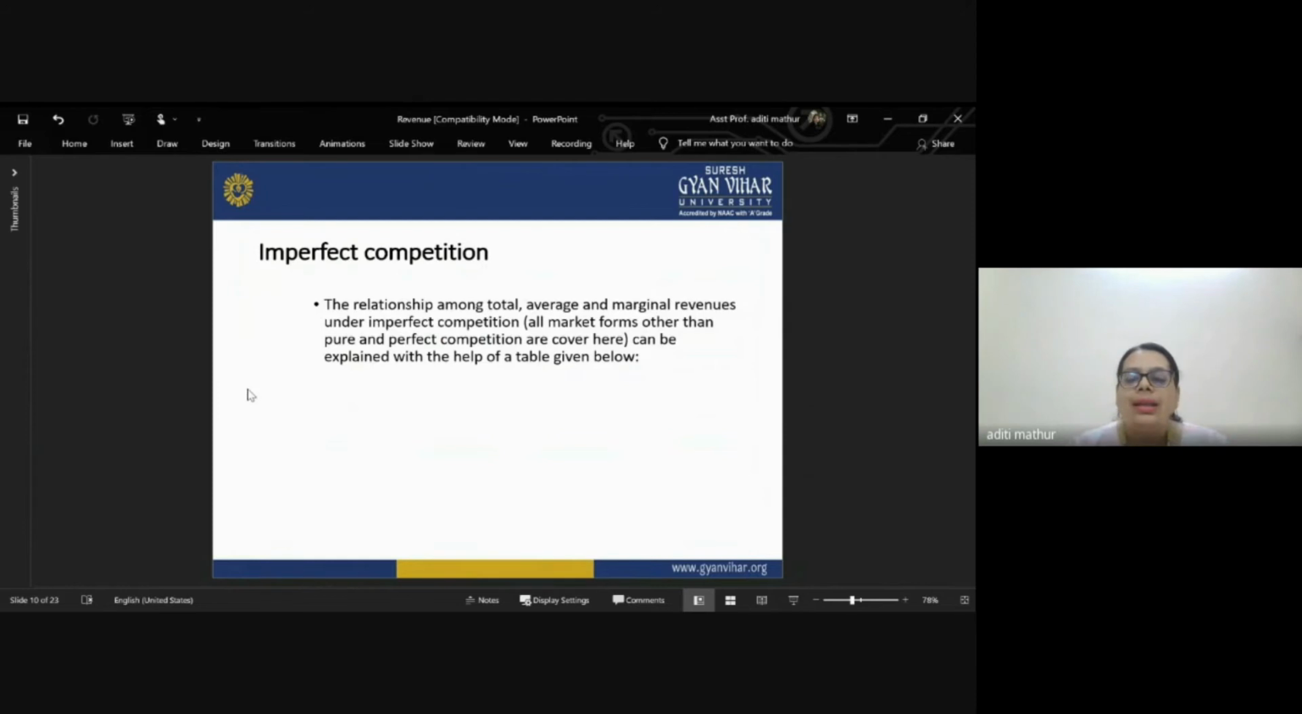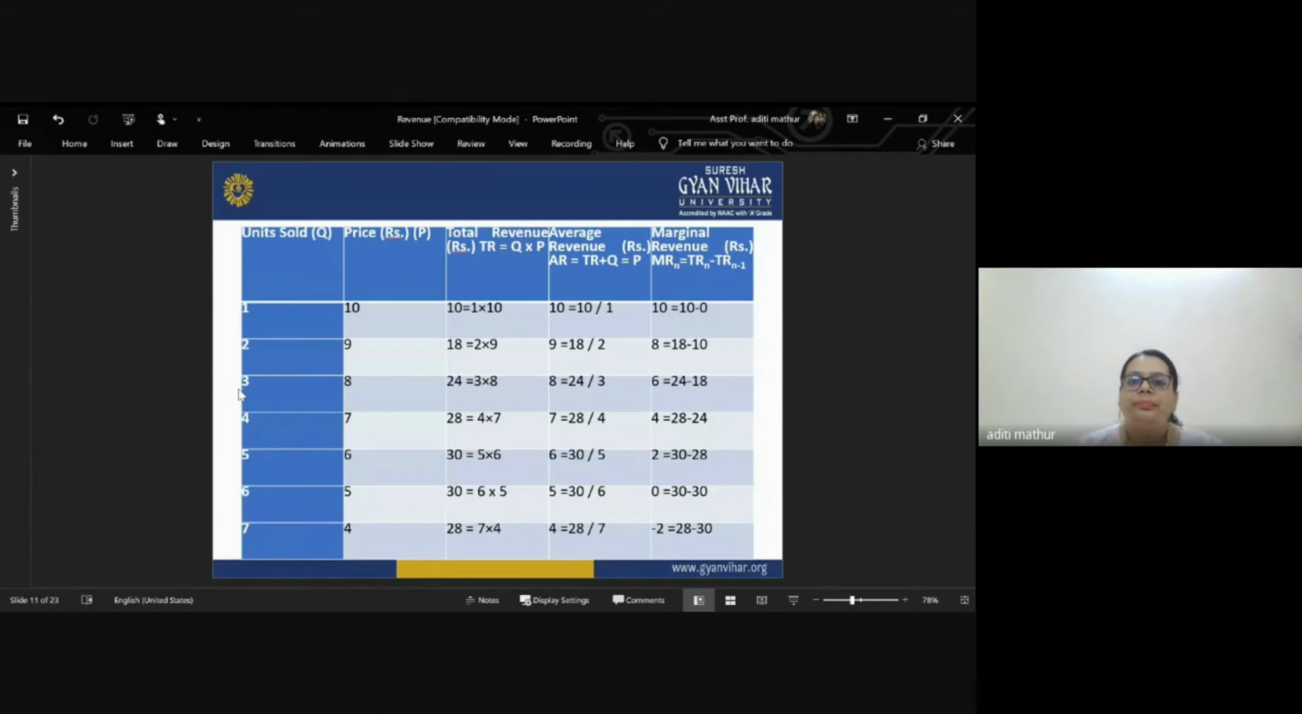Now let us consider the calculations of revenue in the case of imperfect competition. The relationship amongst the total, average, and marginal revenue under imperfect competition, that is, all the market forms other than perfect competition, can be explained with the help of this table. So in the table, we have the units sold, the quantity, and the prices of the product. Why are the prices fluctuating? The prices are fluctuating because it is a part of imperfect competition, where the products are not the same. They are heterogeneous in nature, they can be differentiated, and the sellers have the right to decide the prices by themselves, because of which our prices are also fluctuating.